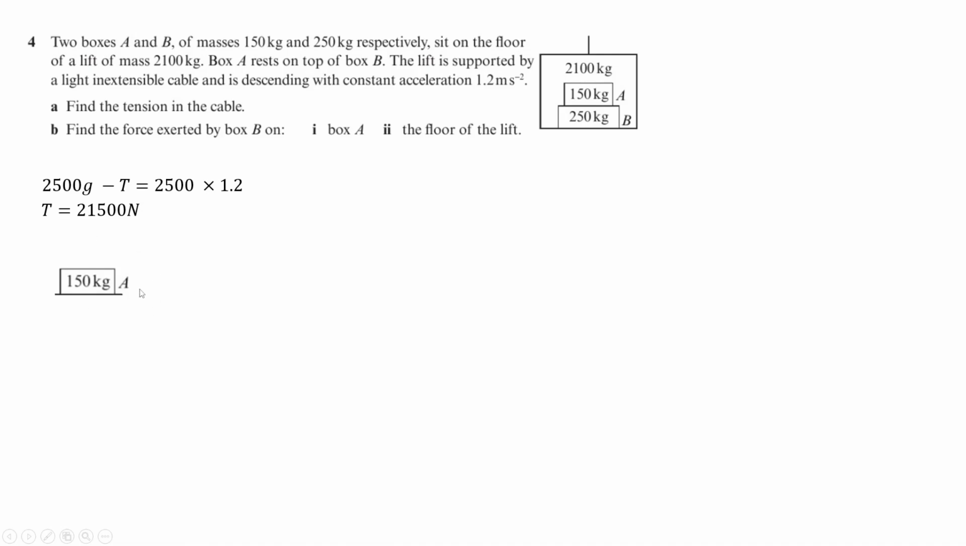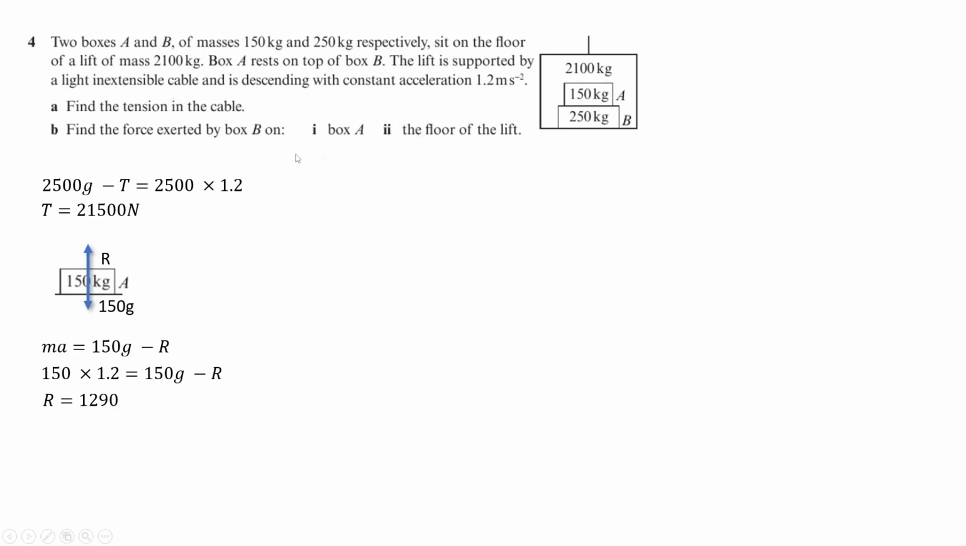So if we consider just the box A, and we draw all the forces that are acting on A, then we have the reaction force and we have the weight. Remember, the reaction force is not equal to the weight because tension is affecting the reaction force, but tension is not directly acting on box A. So the resultant force acting on A is going to be 150g minus R, because the weight is greater than the reaction force because it's going downwards. And we know the mass as well as the acceleration, so we can solve for R from there, and we get that R is equal to 1,290.